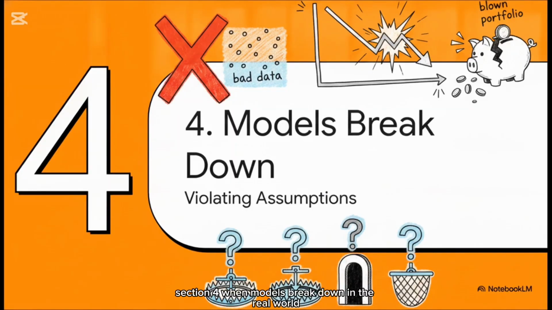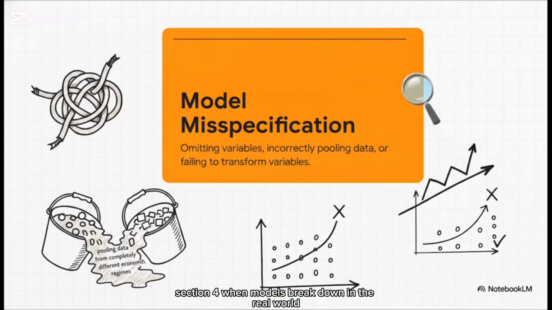Section 4. When models break down. In the real world, bad data and blown assumptions lead directly to blown-up portfolios. The first trap you'll face is model misspecification. This happens when you omit crucial variables, pool data from completely different economic regimes, or fail to transform your variables. For instance, if you use raw market cap instead of the natural log of market cap, you've misspecified the model because the relationship to returns simply isn't linear. Your inputs might be right, but your geometry?